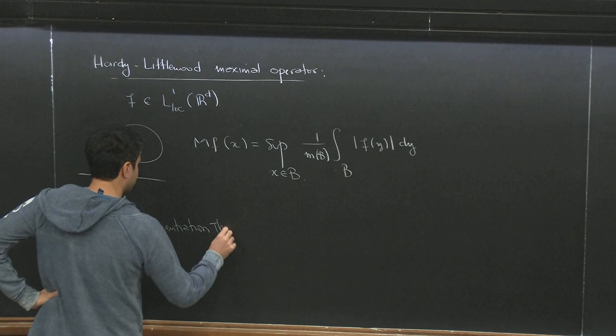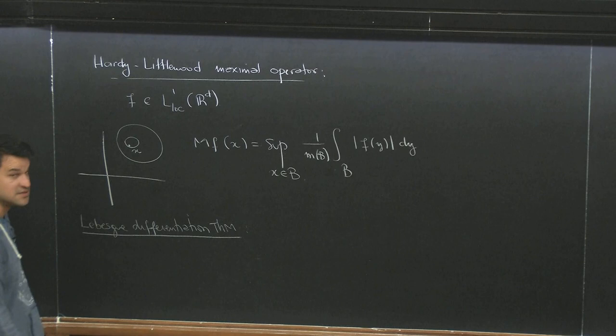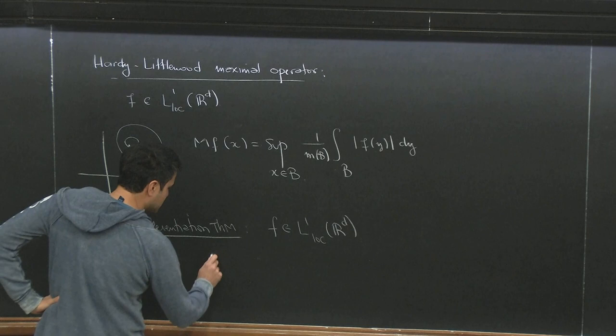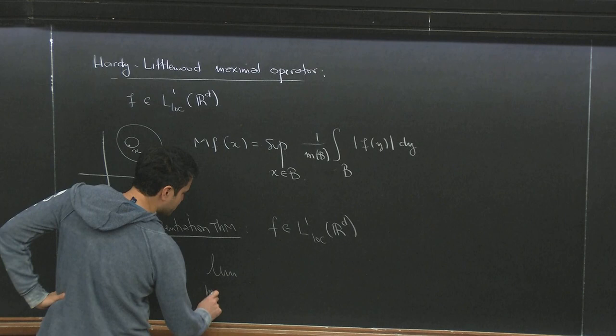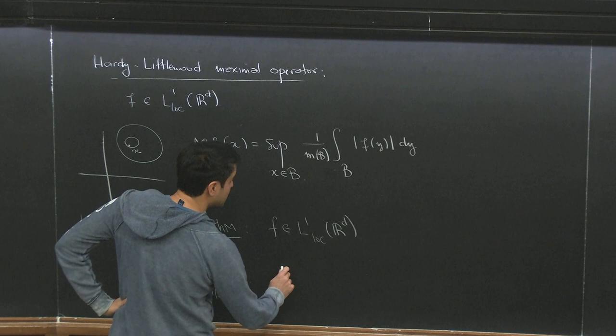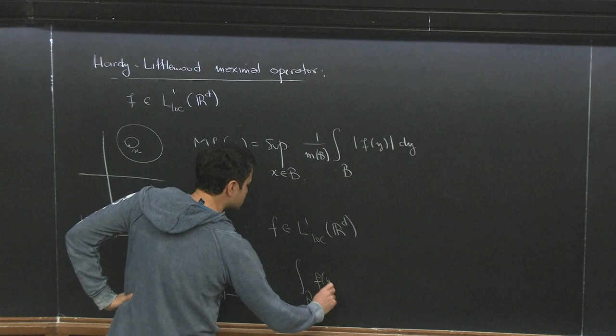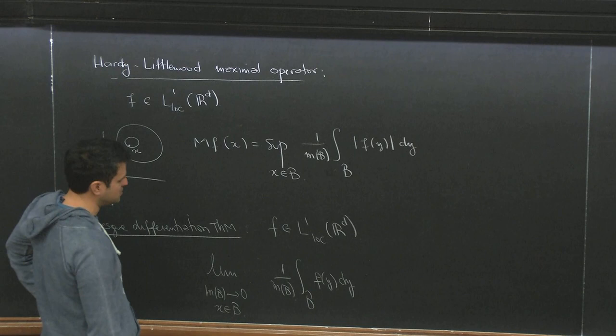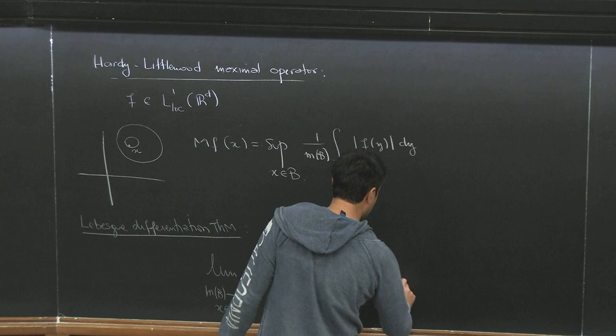Theorem. This is one of my favorite theorems in the real analysis course, maybe my favorite, which says that if I give you a function which is locally integrable in R^d, then the limit, as the measure of the balls goes to zero, of these averages, remember, the point x is inside the ball, so you take balls that contain the point x but that shrink to zero, the limit of these averages goes back to the value f of x for almost every x in R^d.